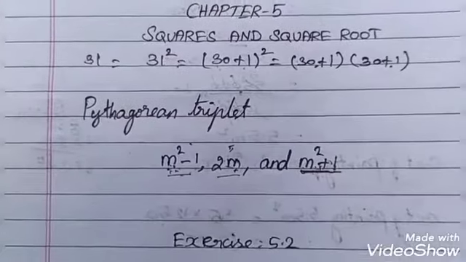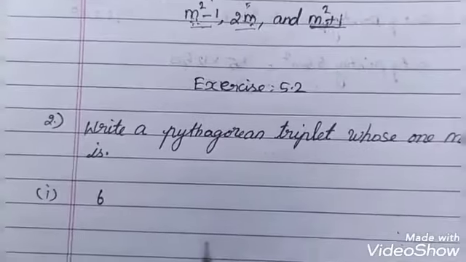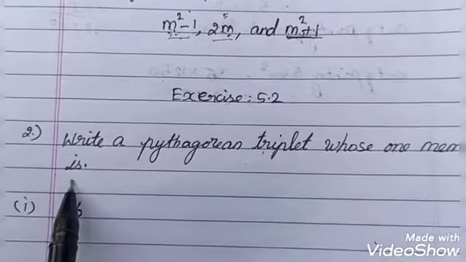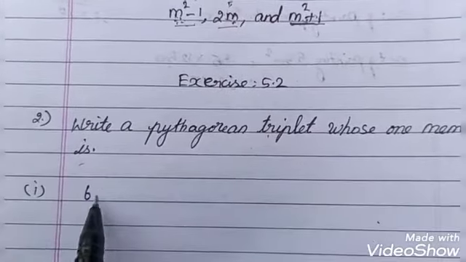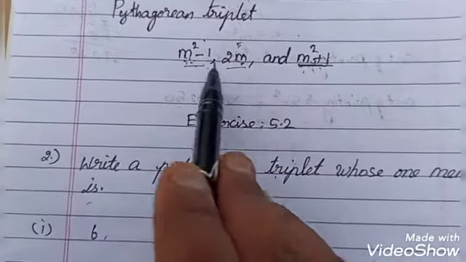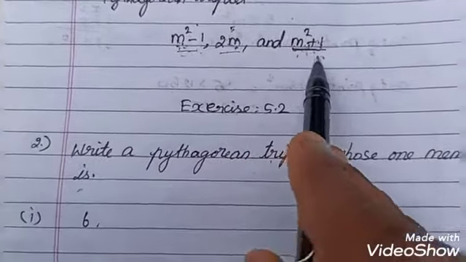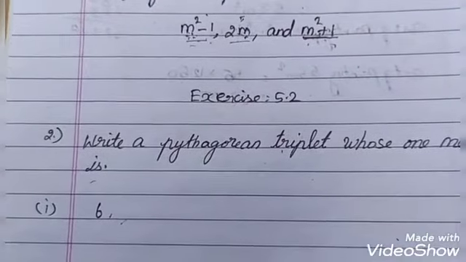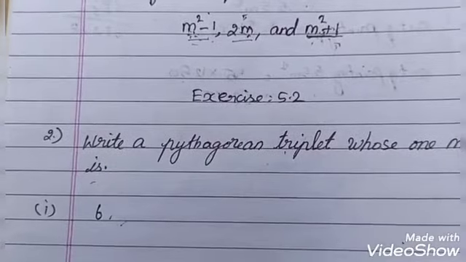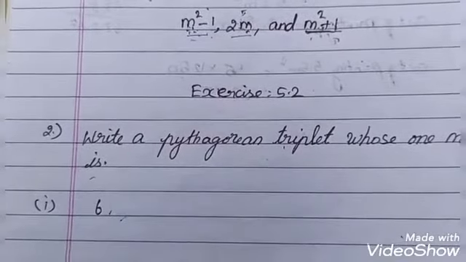Okay, so first, what is the question? Write a Pythagorean triplet whose one member is 6. They have given one of the members, and the triplet has three members. Here 6 is one of the members, but we don't know whether it is m square minus 1, 2m or m square plus 1.